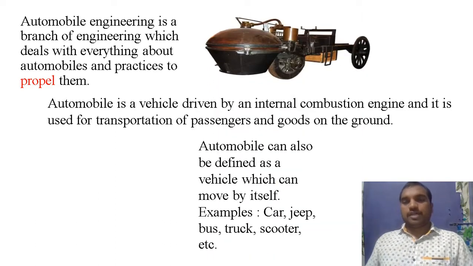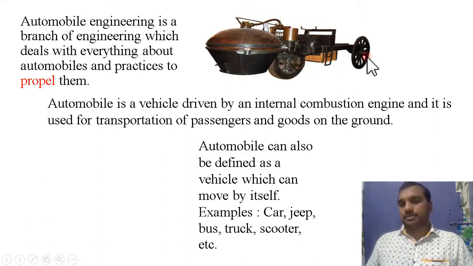You can observe the diagram on the screen. This is the steam powered automobile. Through this container we can generate the steam, and with the help of this steam the engine will run. If the engine produces the power, then the vehicle moves in the forward direction. This is the first car manufactured.